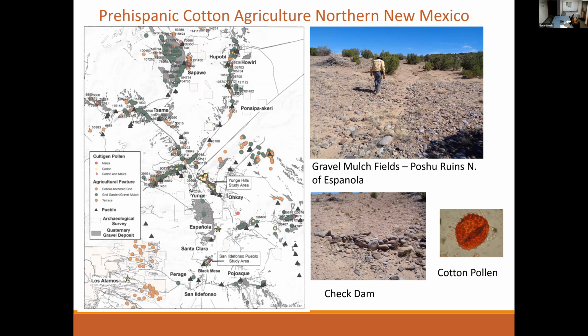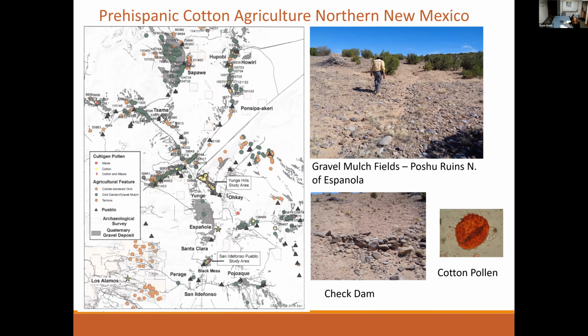And so I'm not sure how clear this map is, but it's really looking at the northern Rio Grande. Here's Española, and then this valley up here is the Ojo Caliente. And what our focus became was the technology of gravel mulch fields. And on this map slide, the gray patches are mapped remnants of Pleistocene river gravels that occur on both sides of the terraces on both sides of the Rio Grande River.